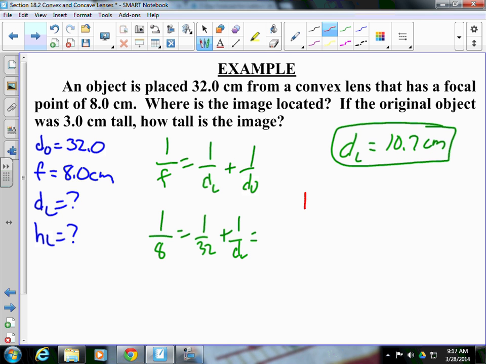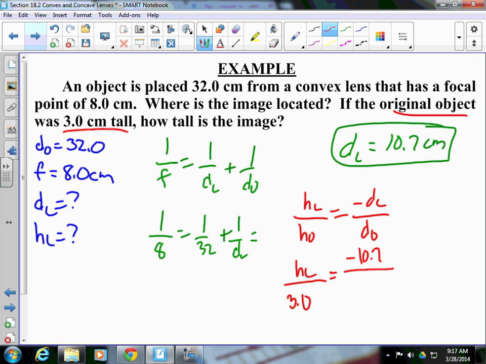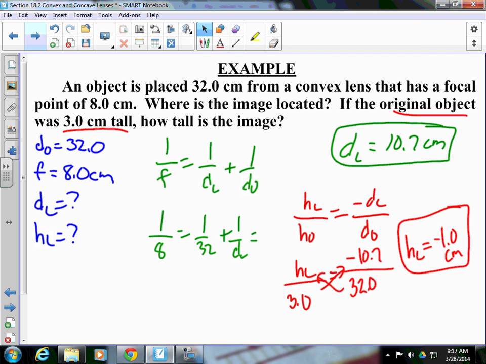Next up, we want to solve for hi. Well, remember, hi divided by ho is equal to negative di over do. We go ahead and plug in. We're solving for hi. Ho, the height of the object, the question tells us the original object was 3 centimeters tall. So 3.0 is equal to negative di. Well, di was 10.7, so now it's negative 10.7 divided by do, which is 32. We cross multiply, and we solve for hi, and hi ends up being negative 1.0 centimeters, which tells us a couple pieces of information. Actually, it tells us that the image is inverted. So you might draw a light ray diagram for that if you want to as additional practice, but you don't have to.